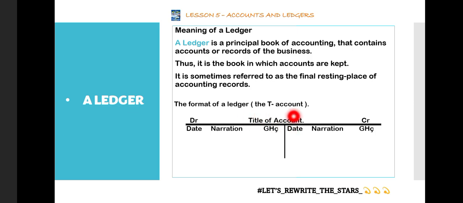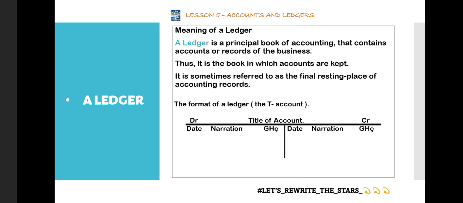So if we open the capital account, under narration we would write bank, so that when we pick the capital account, we say, oh, it's true, he introduced capital into the business. But which type of capital did he introduce? The bank. So that is where you see the two parties that were involved in every transaction. If the title of the account says bank account, then the corresponding will be the capital account.